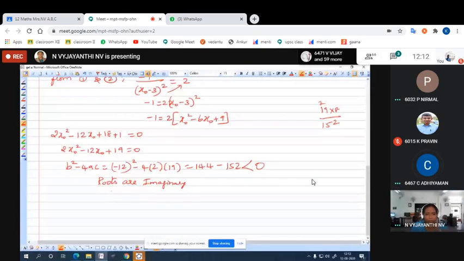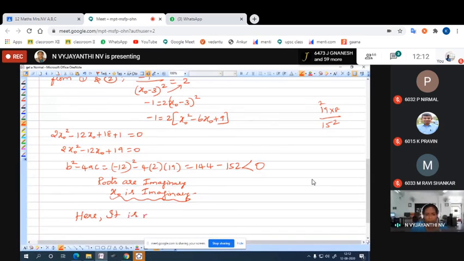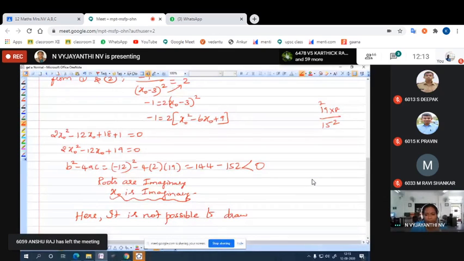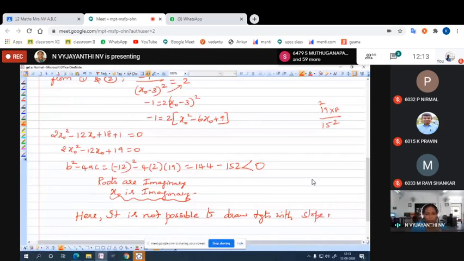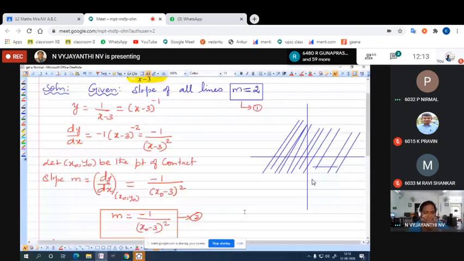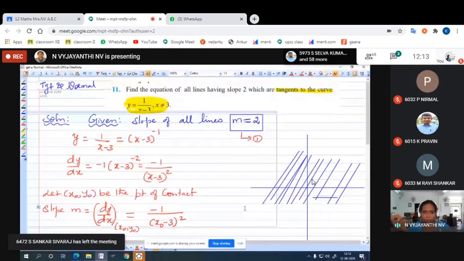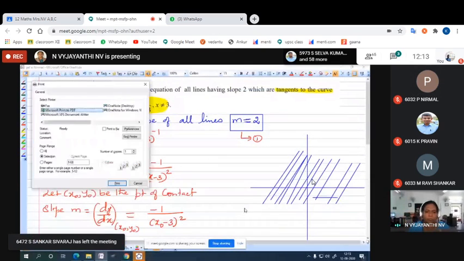Complex number. X naught is imaginary, which is not in our syllabus, that is in your college syllabus. So here tangent is not possible. It is not possible to draw tangents with slope m equal to 2. We can draw lines with slope m equal to 2, but we cannot draw tangents in this case. Got it? We can draw so many lines, but those lines cannot be tangents to this curve. Okay.